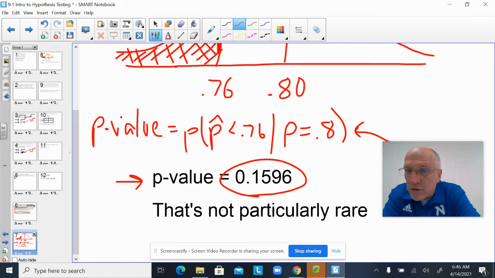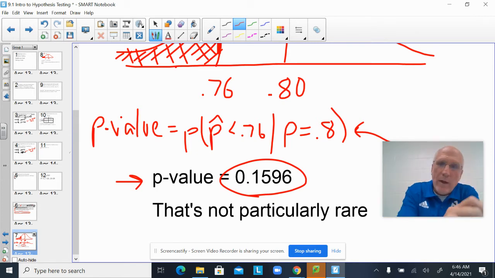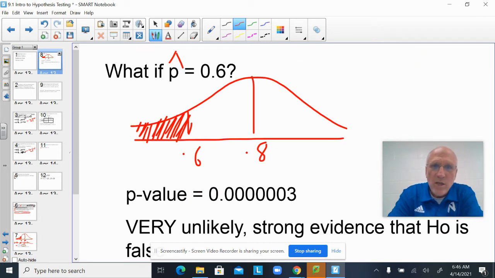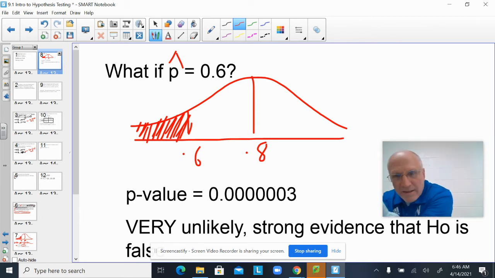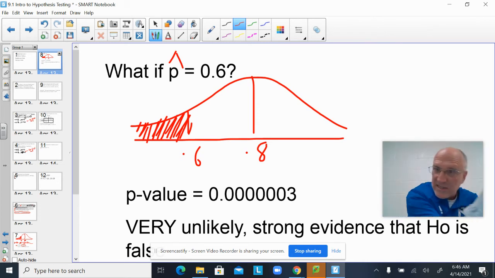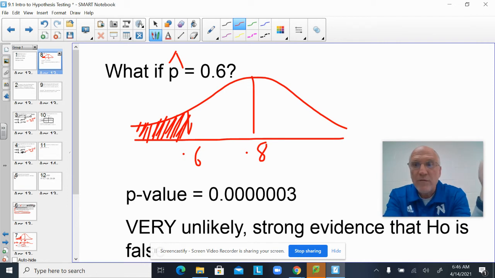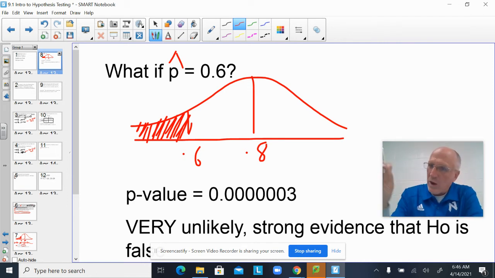That's not particularly rare. Well, but now let's look at another sample proportion, same problem. Now it says, what if p hat equaled 0.6? Again, same scenario. I claim that I make 80%. Matt thinks it's less. So I take 100 free throws. I only make 60 out of 100. That is 0.6. Well, again, we're not worried at the moment about calculating p.